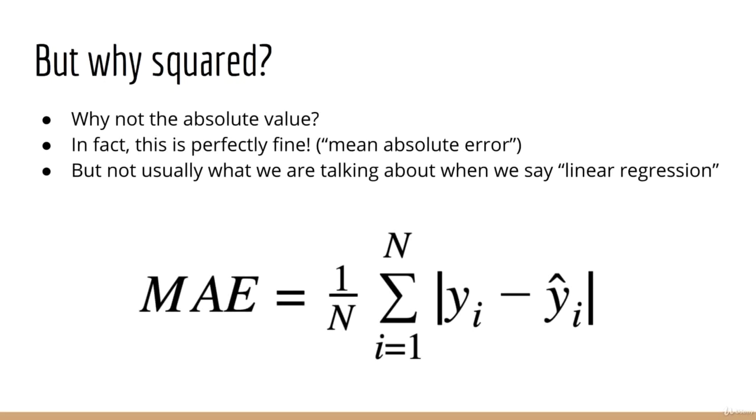But this still doesn't really explain why we want the square. Why not the absolute value? Why not some other method of making the difference positive? In fact, it's perfectly okay to use the mean absolute error. We just don't normally refer to that as linear regression. So when we say linear regression, usually we are talking about a linear model using the mean squared error.